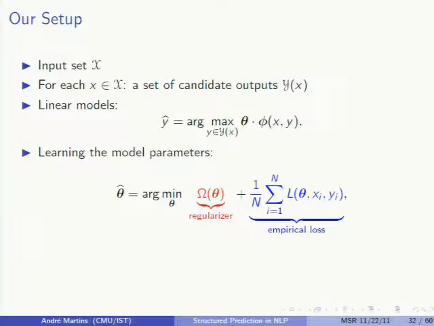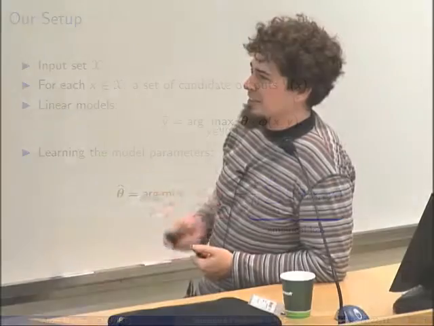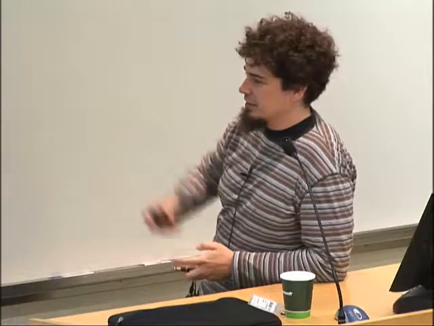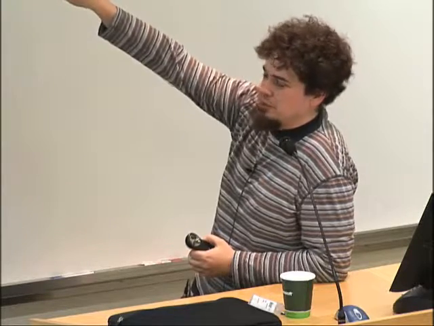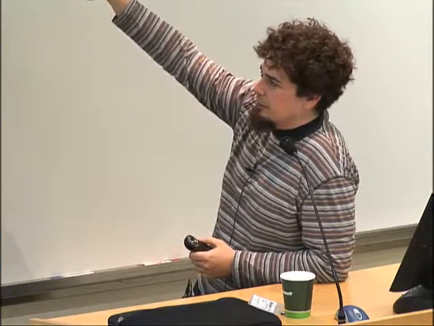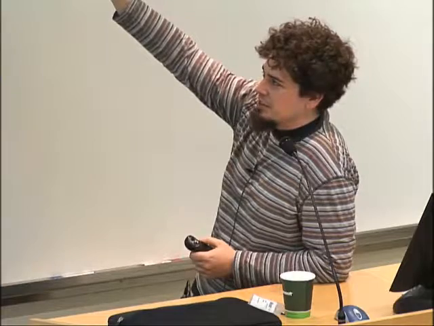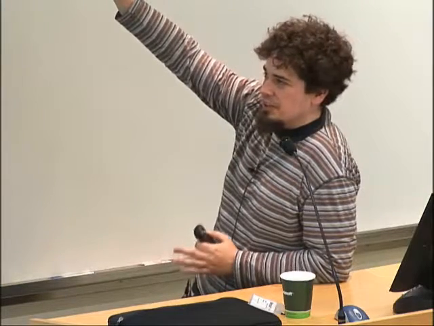Okay, so here is our setup. It's the same setup as in the previous part. We have an input set X. For each X, we have a set of candidate outputs, Y of X. X could be sentences, and Y of X could be parse trees or whatever. We are assuming that this is a structured set. So this is, again, structure prediction.